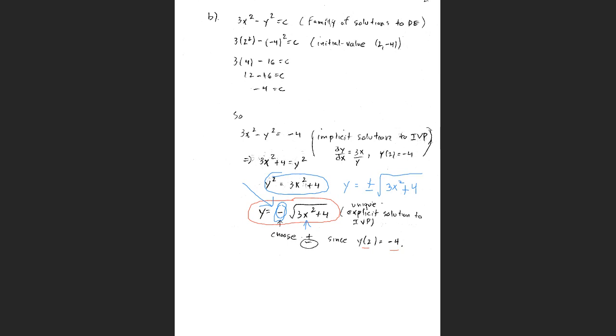All right. So if you had another condition, let me ask you this. What if y of 2 were equal to positive 4? What if that were instead your initial condition, that y of 2 was equal to positive 4?